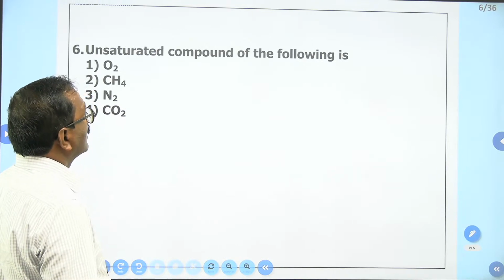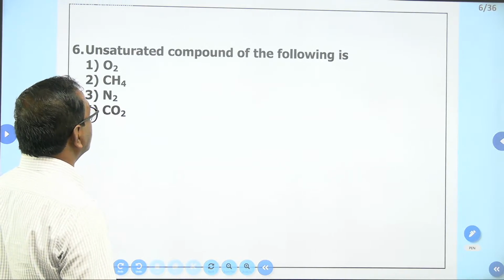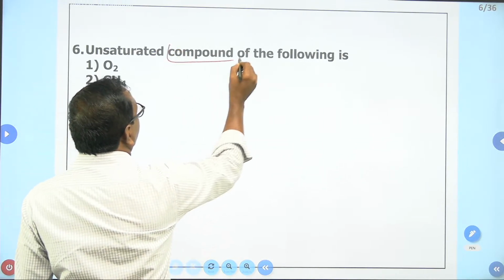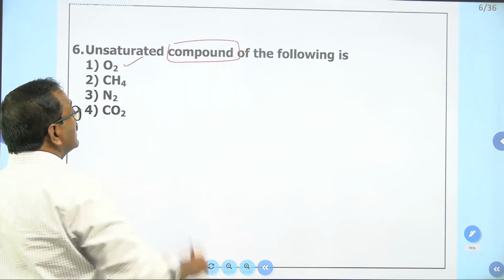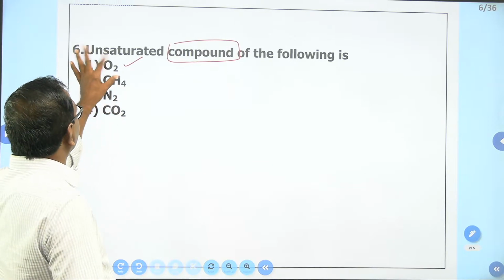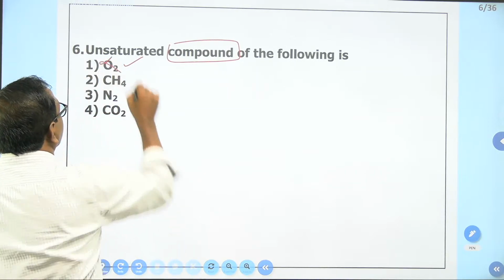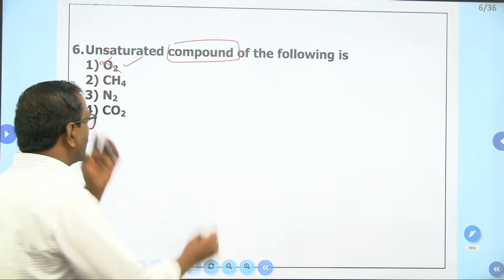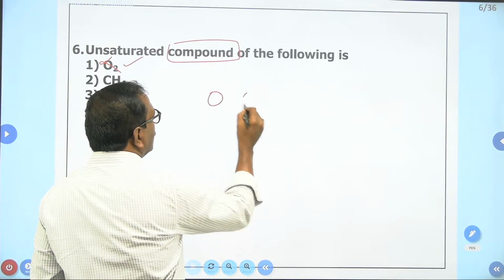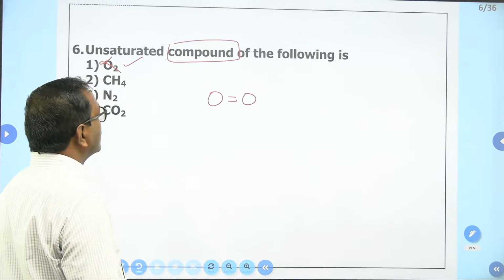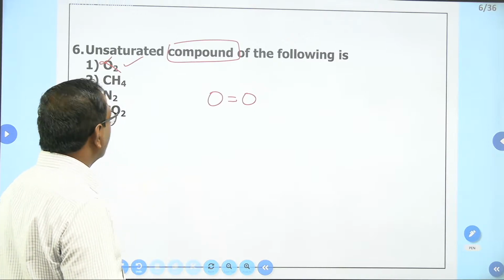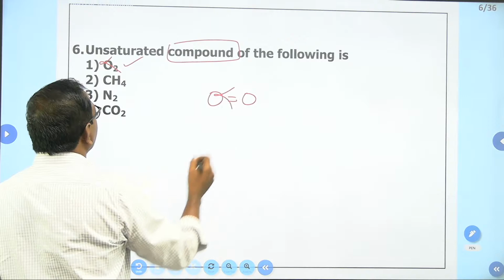Which of the following is an unsaturated compound? This is important: compound. Oxygen is an unsaturated elemental molecule, not a compound, hence it is not correct. Between the two oxygen atoms a double bond is there, so it is unsaturated, but this is not a compound. This is an elemental molecule, hence not correct.